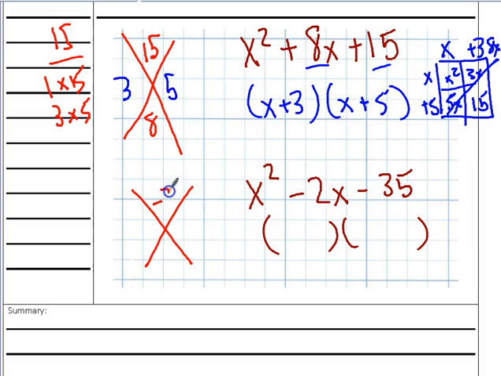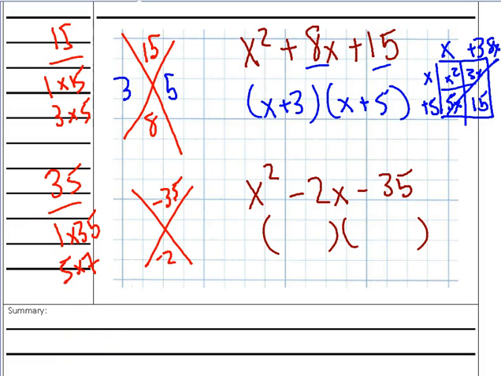So I'm multiplying to make negative 35 and adding to make negative 2. Nobody wants to write all the factors of 35, but you have to. You write the number 35, and then you write all the ways that you can think of to multiply to make 35. 1 times 35 makes 35. 5 times 7 makes 35, and that's all.